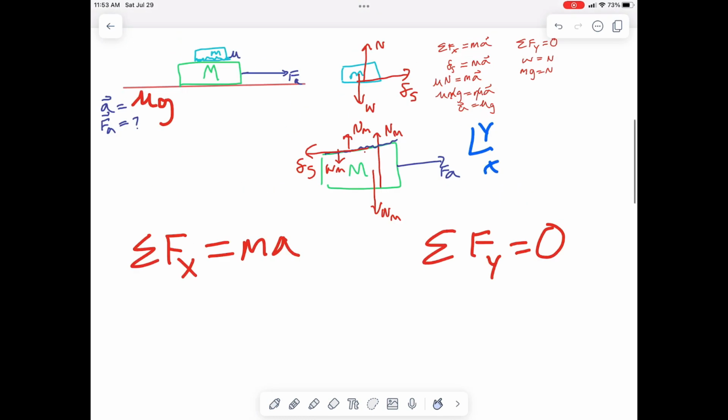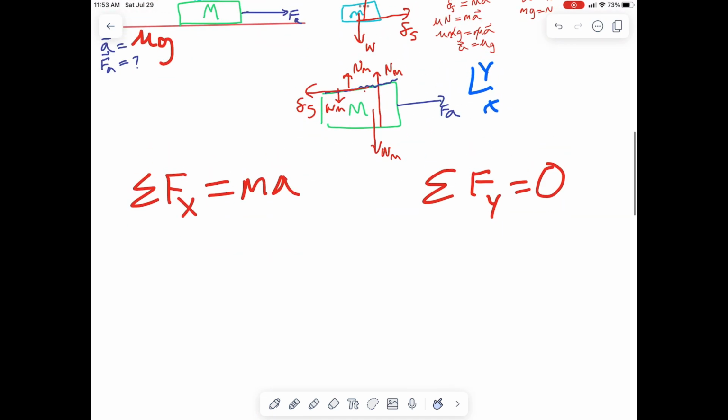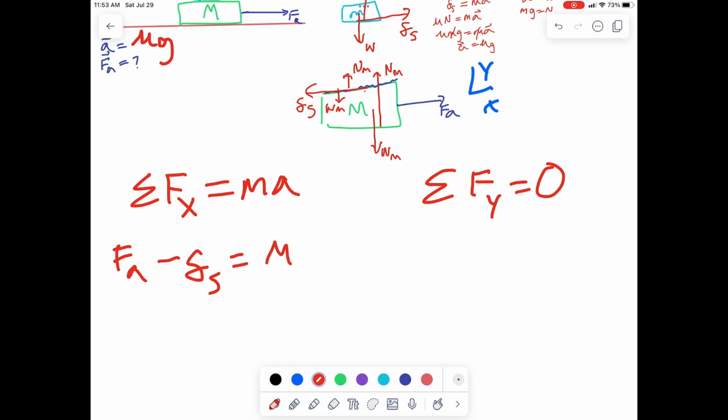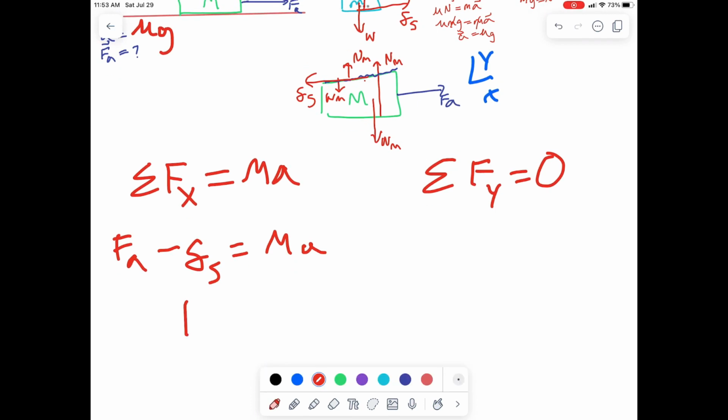And the same goes for my little m. Okay. So I know that my force applied is acting in the positive direction, and then I know that I'm subtracting this force of static friction that we calculated in the previous example, and that's going to be equal to my block of mass capital M times acceleration. Okay, so then I can just rewrite this as my force applied being equal to my capital M times acceleration, plus my force of static friction.